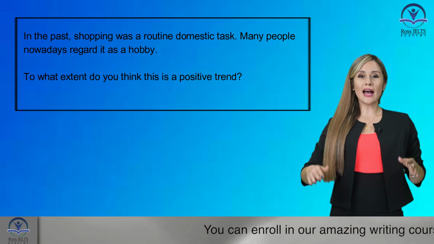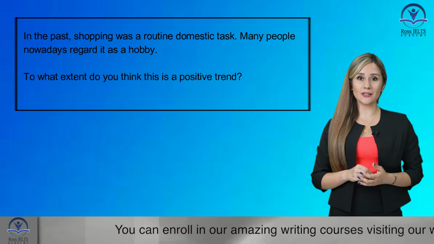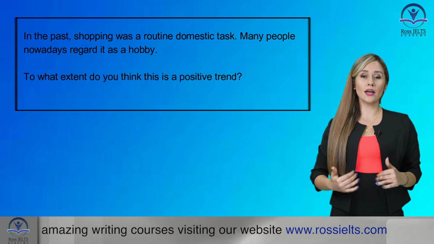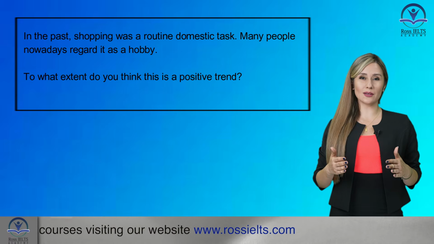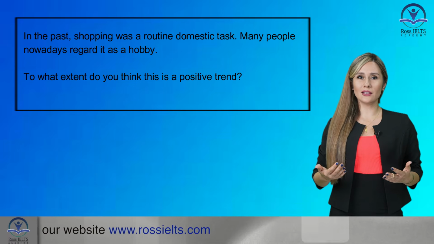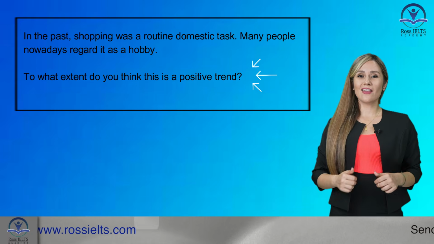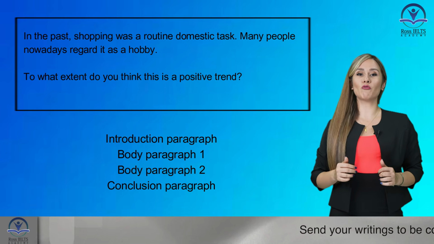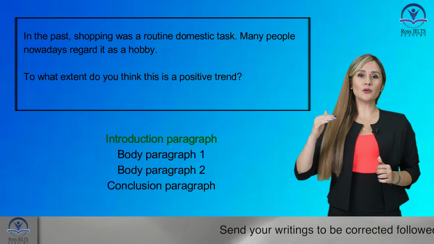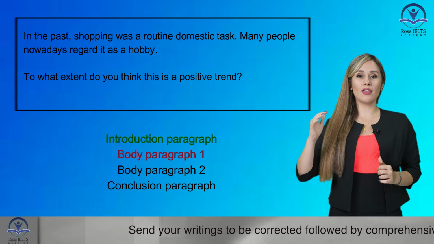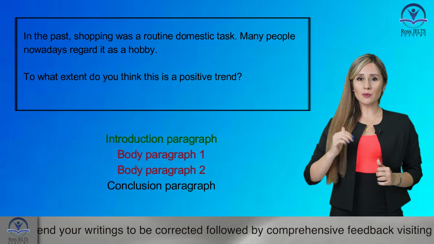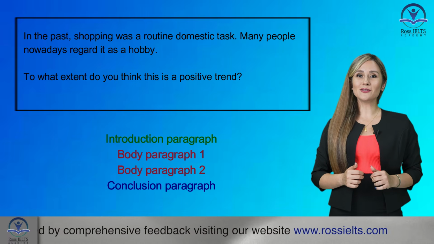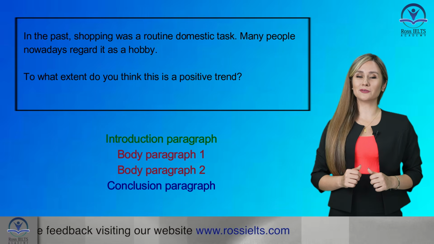Okay guys, as you see here, we have the question statement and then a question which is asking about our idea, saying, to what extent do you think this is a positive trend? Obviously, this is an opinion question. This means that we should dedicate at least 4 paragraphs to this writing. First of all, you have the introduction paragraph, then body paragraph 1, body paragraph 2, and finally the conclusion. Let's now start with the introduction paragraph.